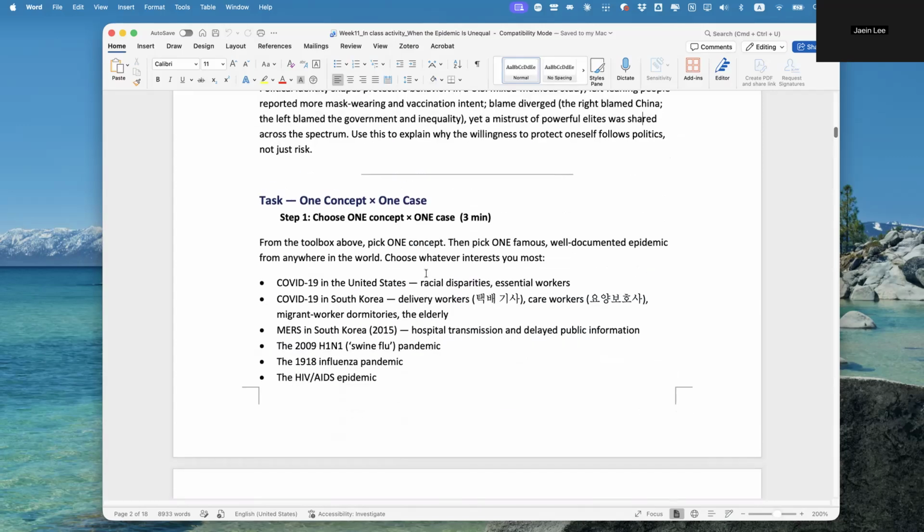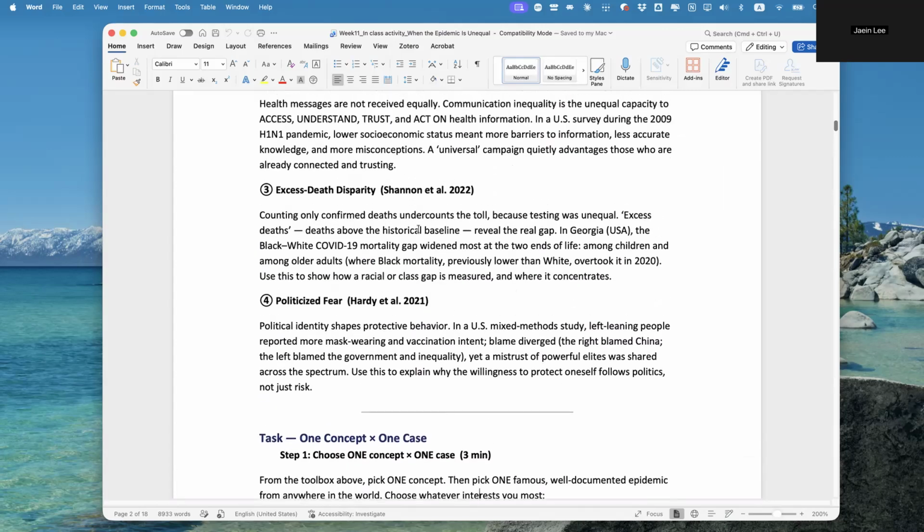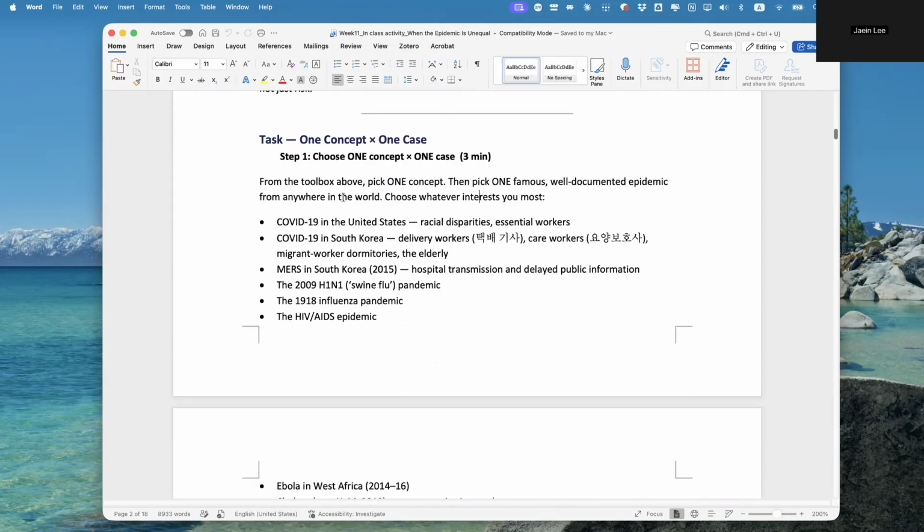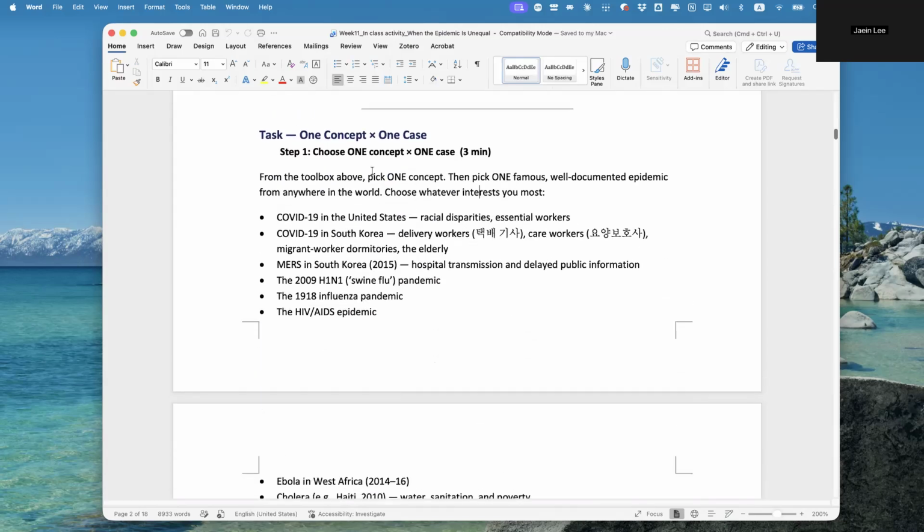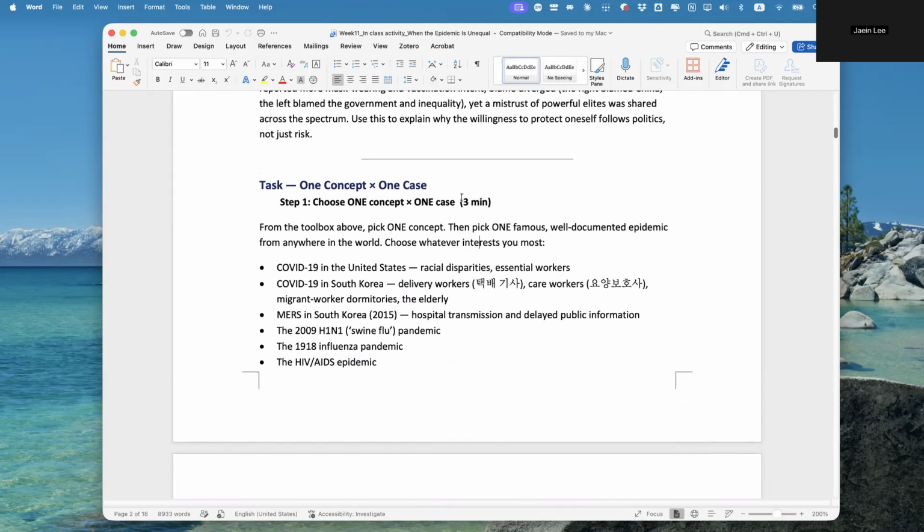So you can choose one concept and one case from the toolbox of the four, right? As you did in week number 12. So one concept, and you are using one case. You do not need to limit yourself on the concept, and you do not need to limit the situation to only South Korea.